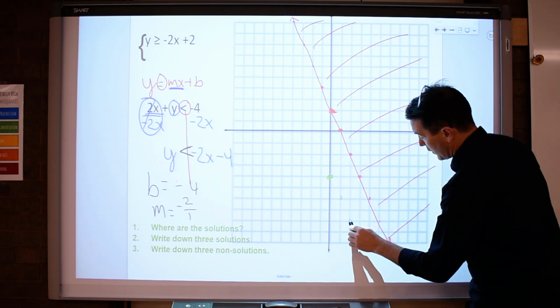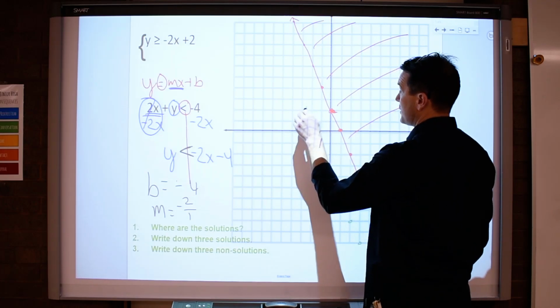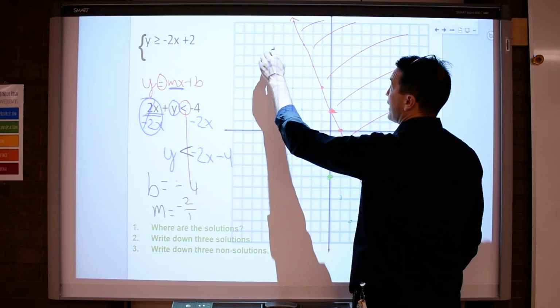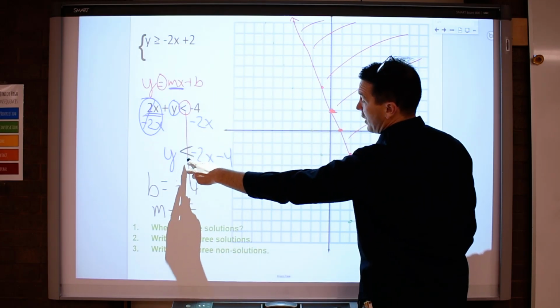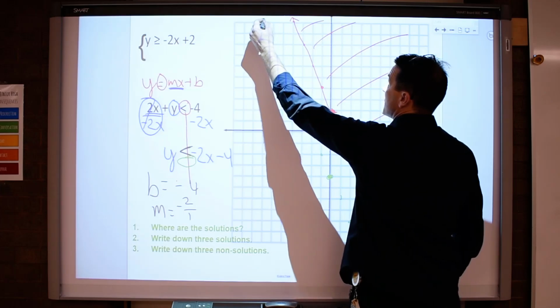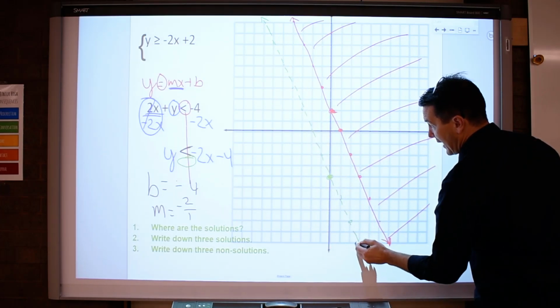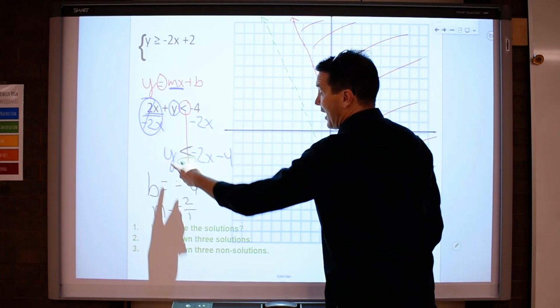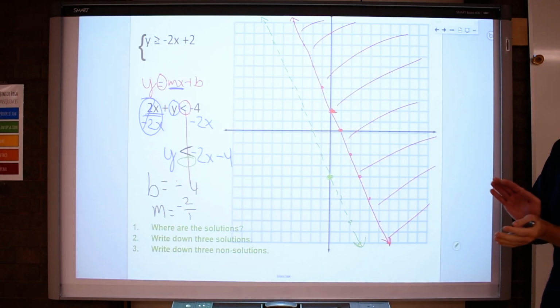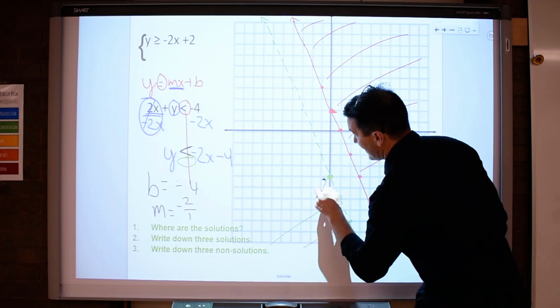Down 2 over 1. And the opposite is up 2, negative 1, up 2, negative 1, up 2, negative 1. And all the way up. And again, I check, is this part of the solution? It doesn't have an equal sign, so this will be a dotted line. That means the boundary is not included. And then I ask myself, does the y have a mouse or a gator facing towards it? It has a mouse, that means it's less than, so we shade beneath it.